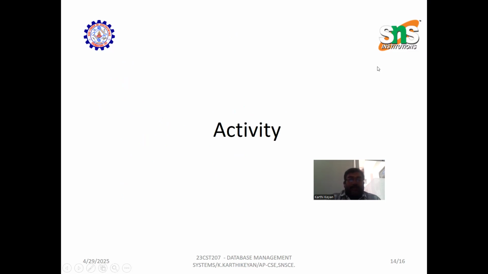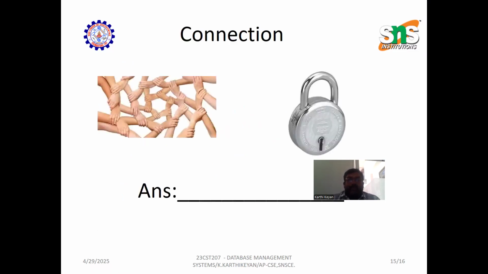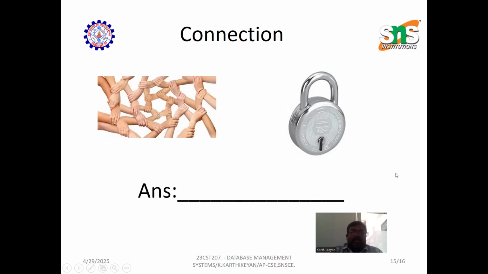This is an activity. So please find out your answer for this. Yes, this is called a lock-based protocol.